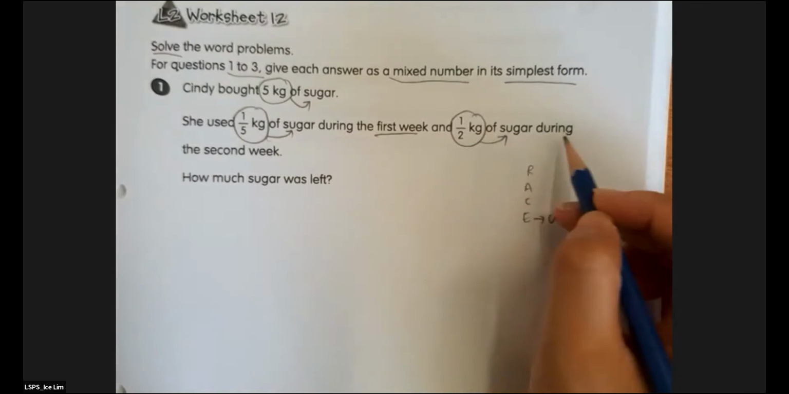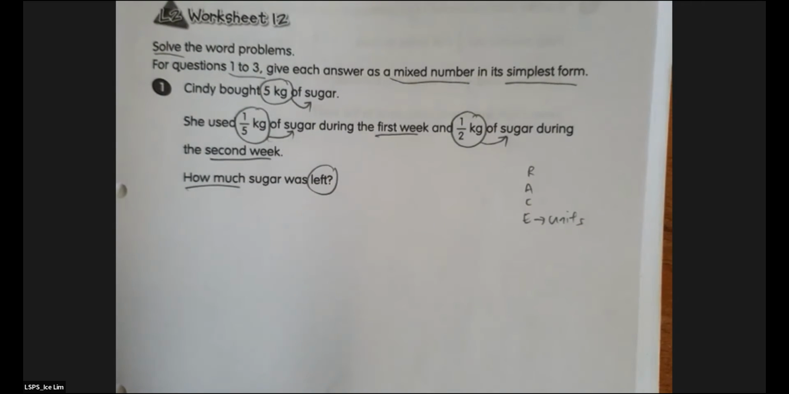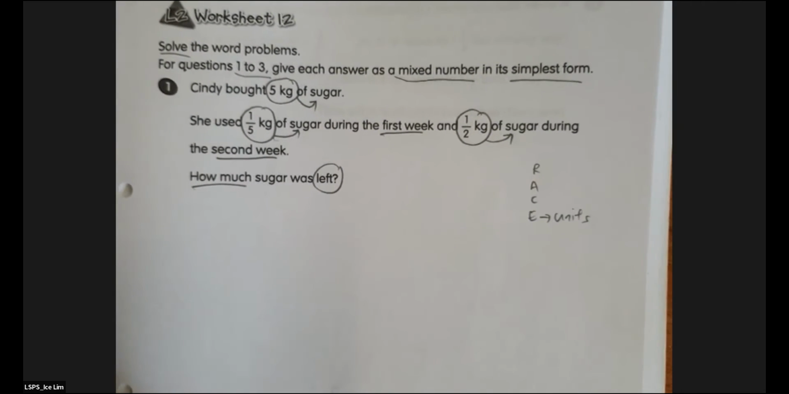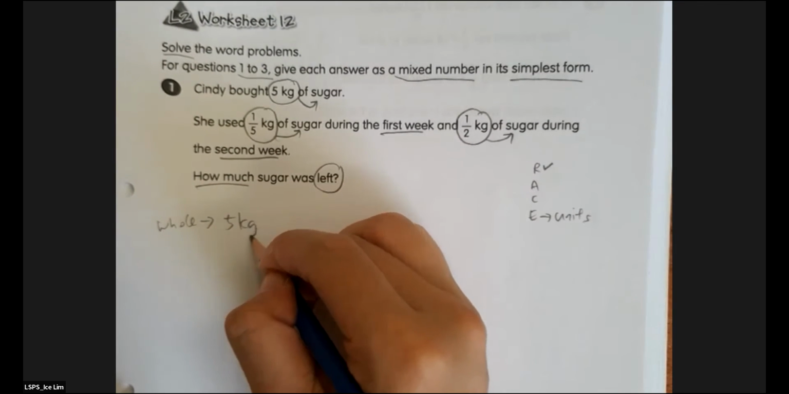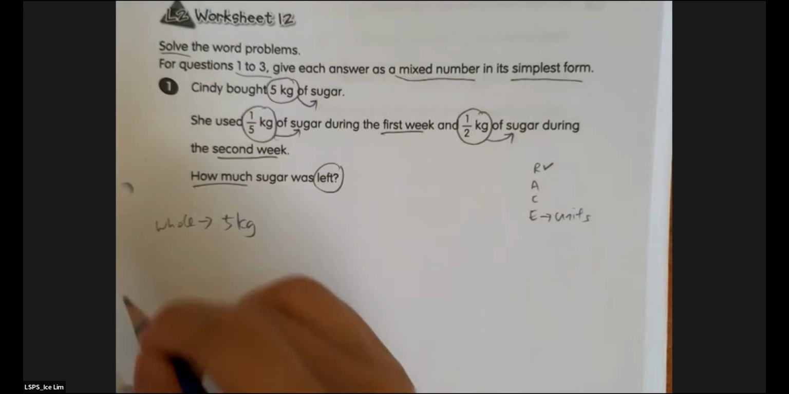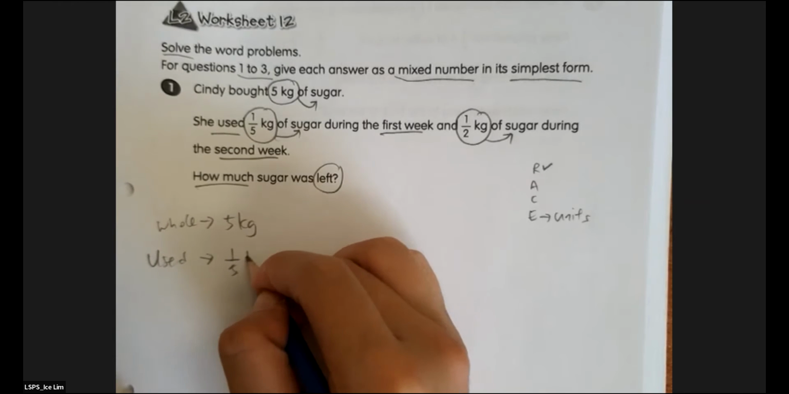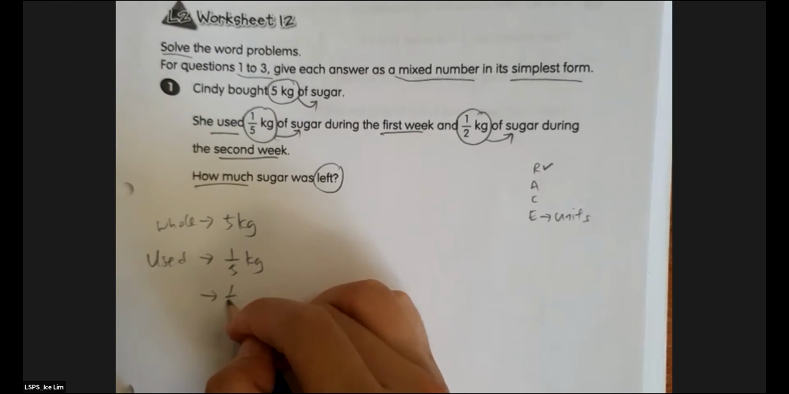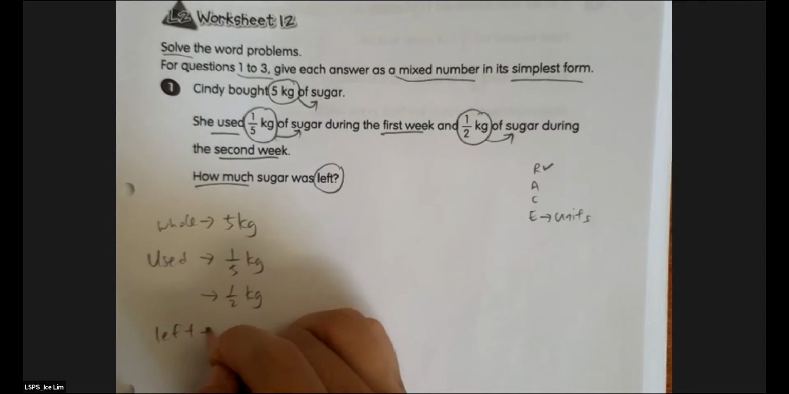Okay, so first week and then second week, how much left? So asking for remaining. Read already. I've done my annotations by circle, underline. Next part of annotation, I'll say, okay, there's a whole. The whole here is 5 kilograms of sugar. She used 1/5 kilogram first week, 1/2 kilogram second week. Remaining how much?